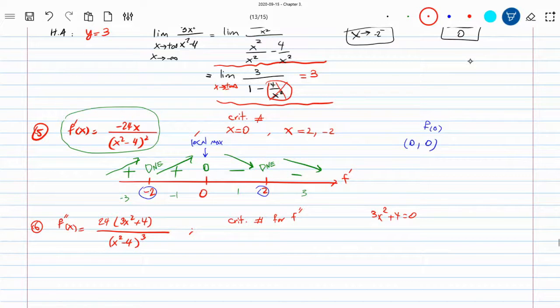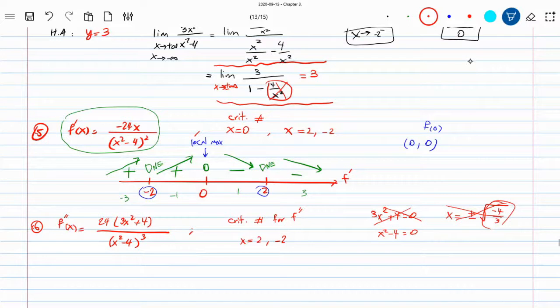And if you solve this, what you get is x equals plus or minus square root of -4/3, which is an imaginary number because you have a square root of a negative number. So this is not an acceptable solution. This means there is no solution to that. But if you set the denominator equal to 0, then what we get is again x equal to 2 and -2.